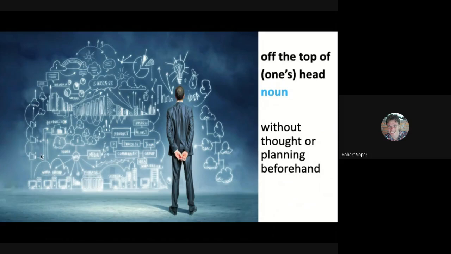We look over at this image and we think this man has done a lot of planning. So he did not come up with this idea off the top of his head. This idea has shown a lot of thought or planning. If we're talking about something that comes off the top of one's head, it hasn't shown a lot of thought or planning beforehand.